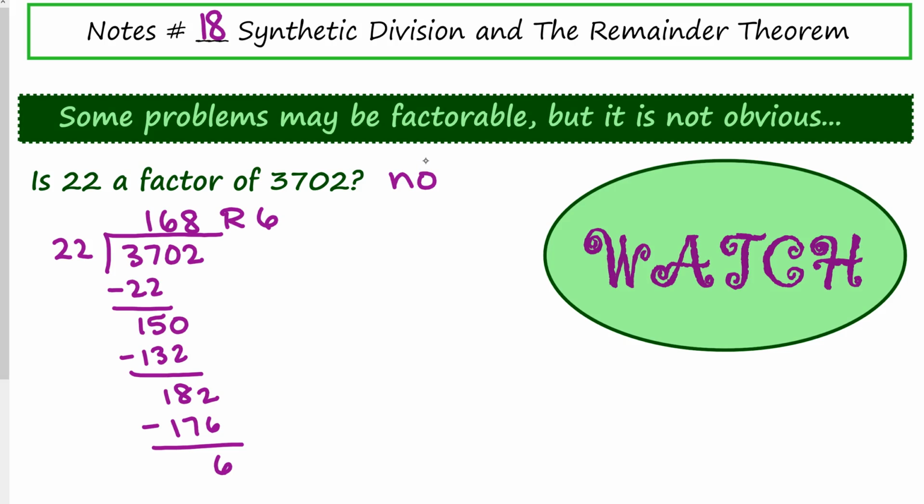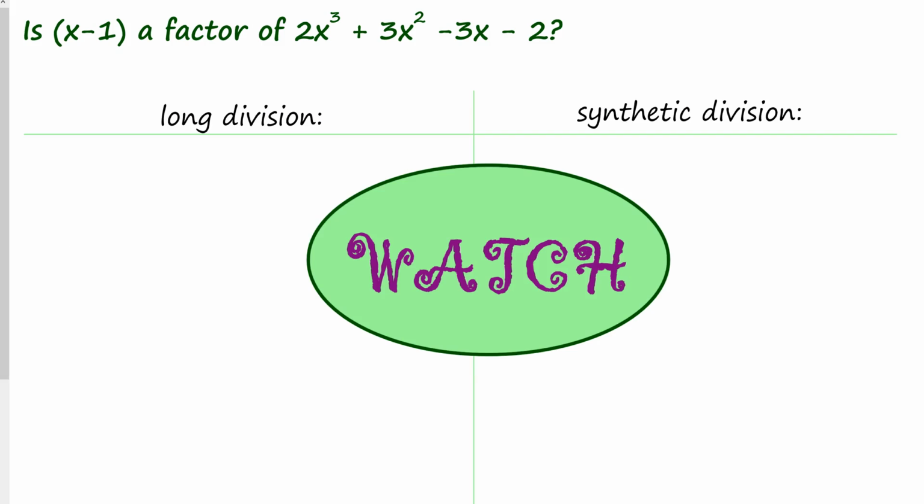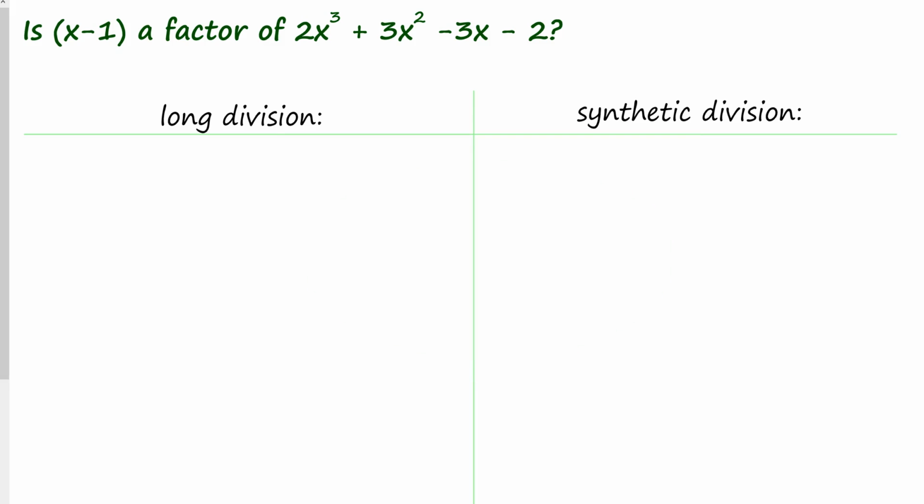So we need to apply that idea to polynomials as well. So here's my question. Is x minus 1 a factor of this cubic polynomial expression? Well, what I'm going to do is long division, and if the remainder is 0, then yes, it's a factor, and if the remainder is not 0, then no, it's not a factor. And then from there, I'm going to show you synthetic division. And that will be our shortcut that we'll use from this point. So we're dividing by x minus 1. We're dividing into 2x cubed plus 3x squared minus 3x minus 2.